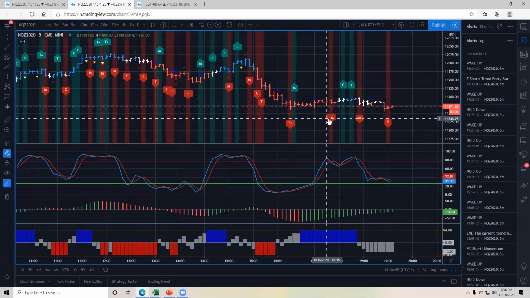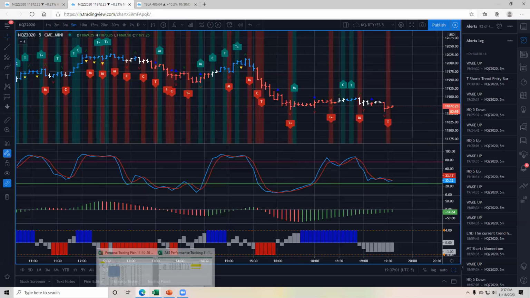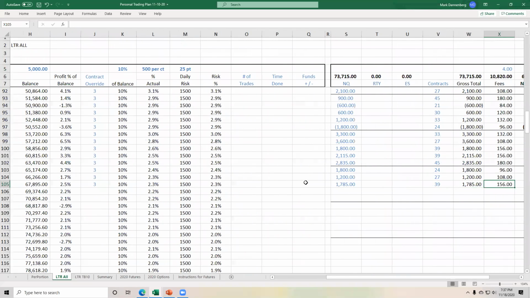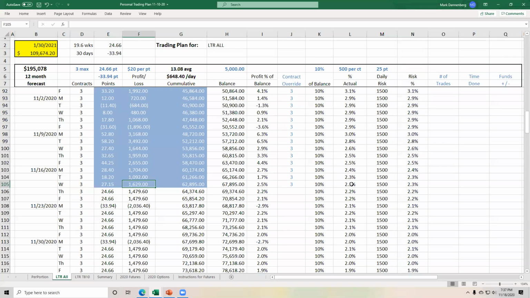Michael's asking, with your 39 contracts, does that include commissions when you were going through the live trading, the trading plan? So by putting in the contracts, Michael, I'm putting in, first of all, what the dollar value is of the number of points that we accumulated. And by putting in the contracts, that then takes into account the commissions, the fees. So if you look at 1785, that was our gross profit, but 1629 was the profit after taking into account fees and commissions. And that's why we put in the number of contracts that we traded that day.